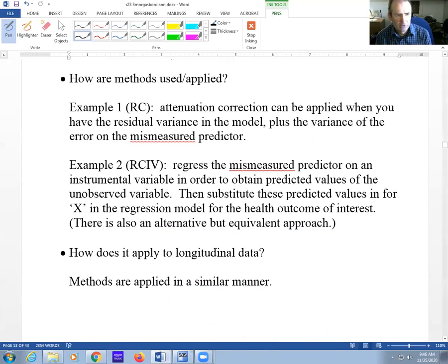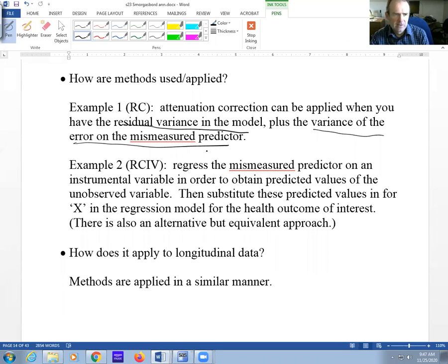So these are the two situations where you want to address measurement error. One situation is where we use regression calibration, and you can account for the attenuation that's observed when you use X measured with error. If you have residual variance in the model, and you have an estimate of the variance of the error of the mismeasured predictor, then you can adjust that slope. You can account for that attenuation.